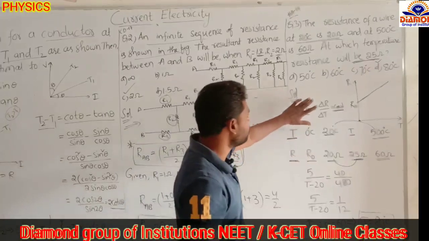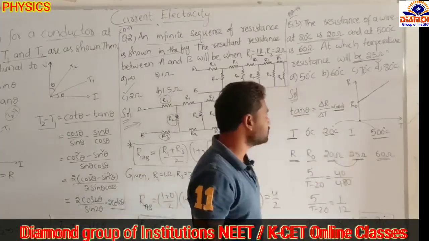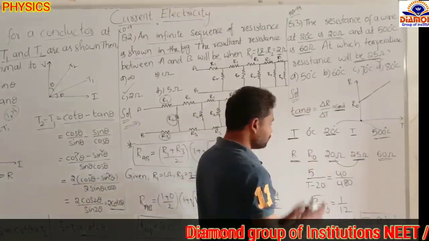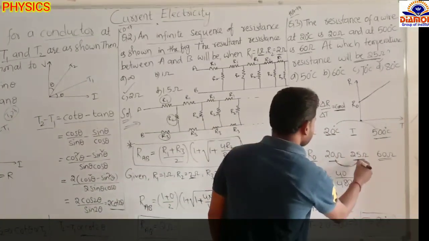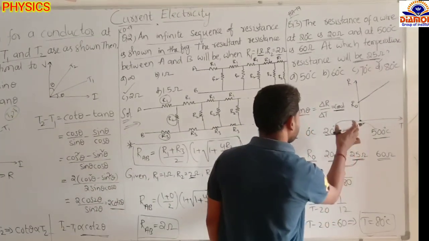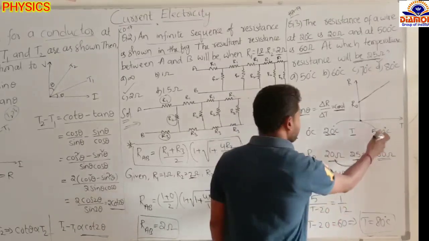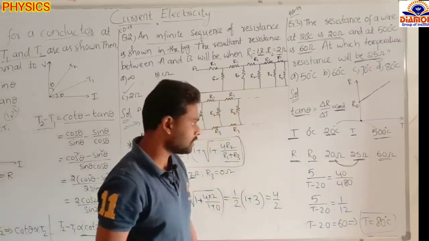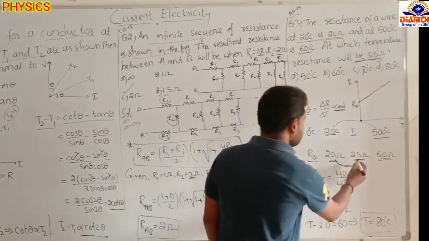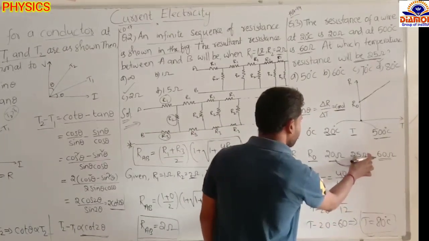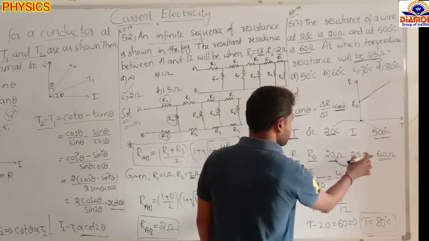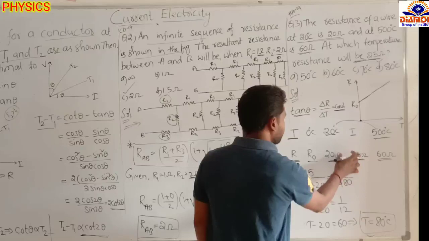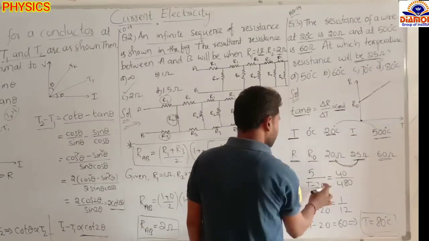And from this, slope equal to del R by del theta equal to constant. That means we can compare any two, resistance by temperature, and we will get the value as a constant. So now I am comparing first these two. 25 minus 20, del R means final minus initial, 5 ohm. Temperature also, T minus 20.